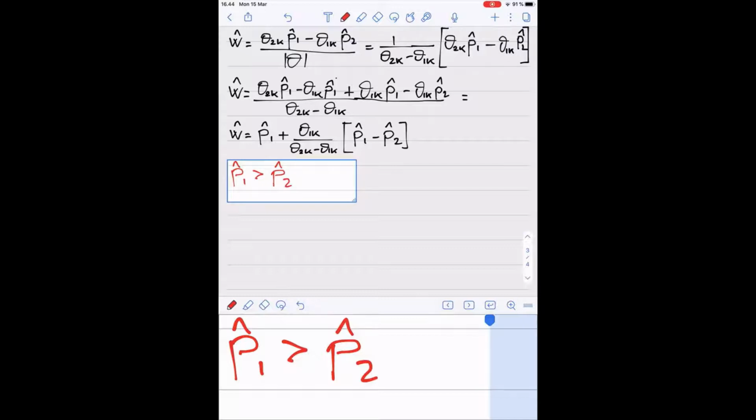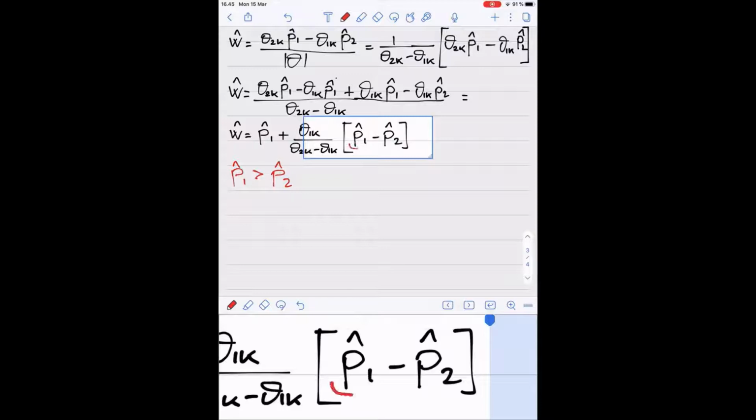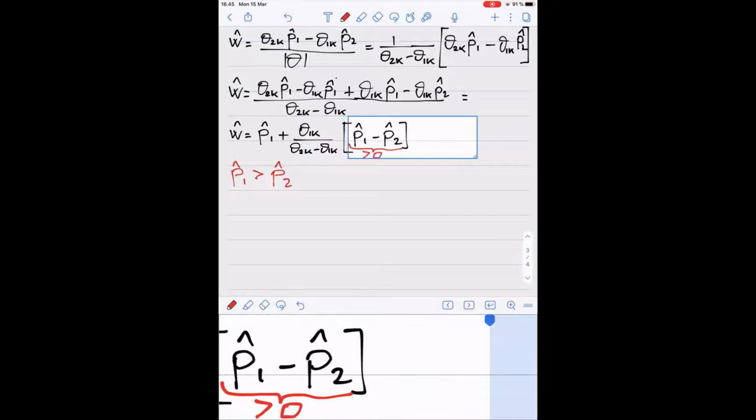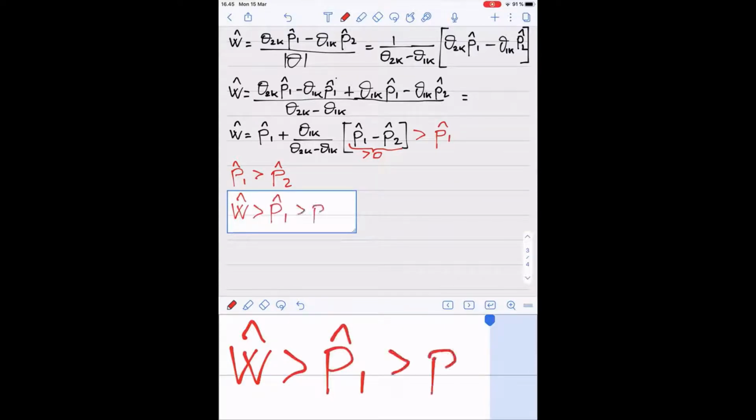Well, it is very quick to show that if this is the case, then this term here is greater than 0, and so this means that the wage change is greater than P hat 1. So what we obtain is that w hat is greater than P hat 1, which is greater than P hat 2. So the percentage change in the wage is higher than the percentage change in the price of good 1 and the percentage change in the price of good 2. Workers are better off.